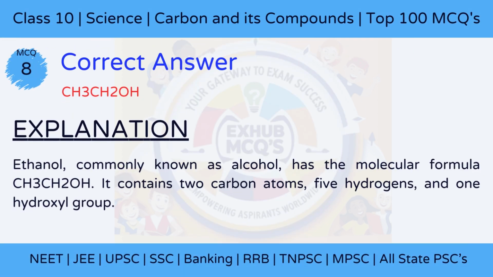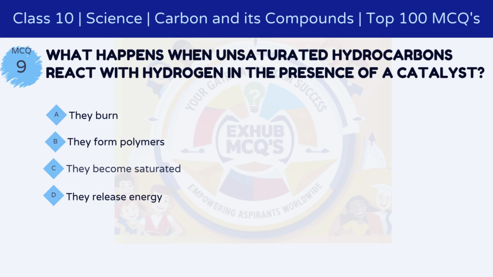The correct answer is option B, CH3CH2OH. Explanation. Ethanol is an alcohol with the molecular formula CH3CH2OH. It contains 2 carbon atoms, 6 hydrogen atoms, and 1 hydroxyl group, a nickel-O-H. It is widely used as a solvent and in alcoholic beverages.